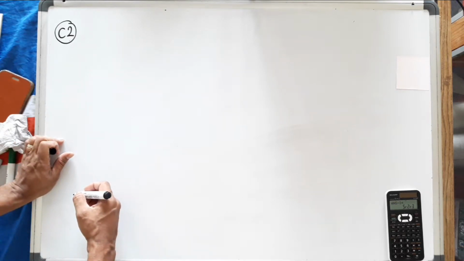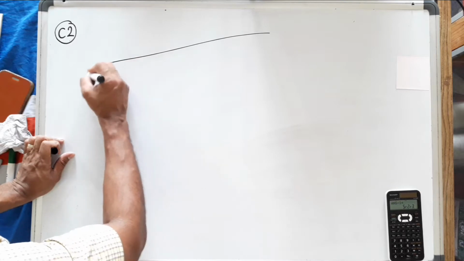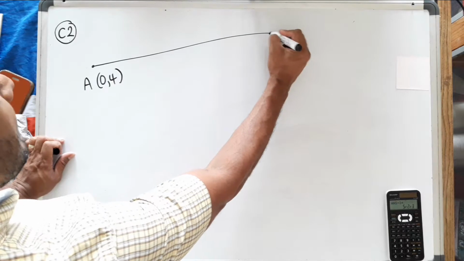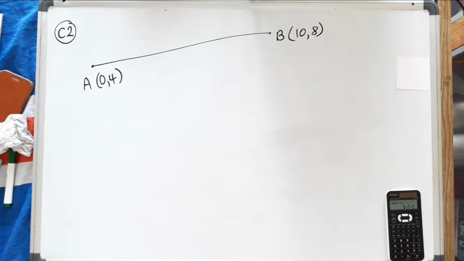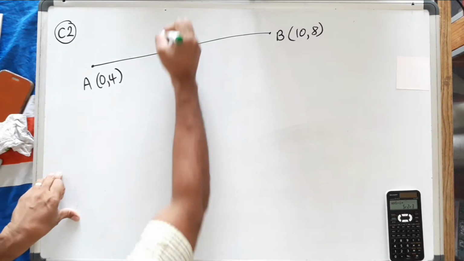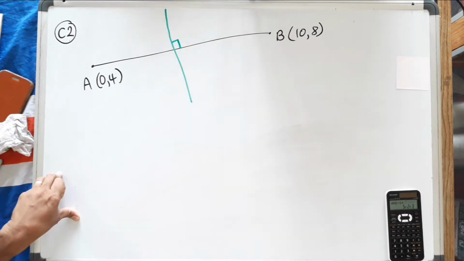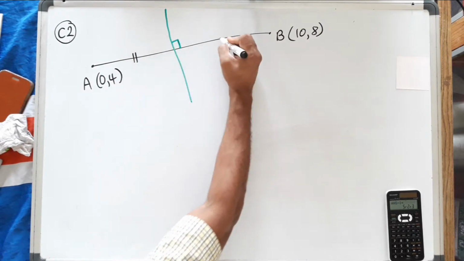So this one is actually, there's a line here starting at A, which is (0, 4), and it's ending at point B, which is (10, 8). It's supposed to be a straight line. Sorry for the neat drawing. Now, apparently, there's another line here, and the line is at right angles. The green line is at right angles to the black line, and it cuts the black line exactly in half.